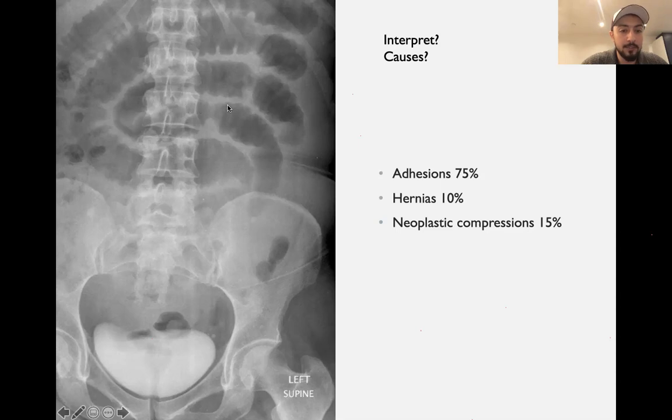small bowel obstruction. Usually it's caused by adhesion. 75% is from adhesions, 10% is from hernias, and the rest are usually caused from neoplastic compressions, meaning cancer compressing the small intestines. So these are the main causes of small bowel obstruction.